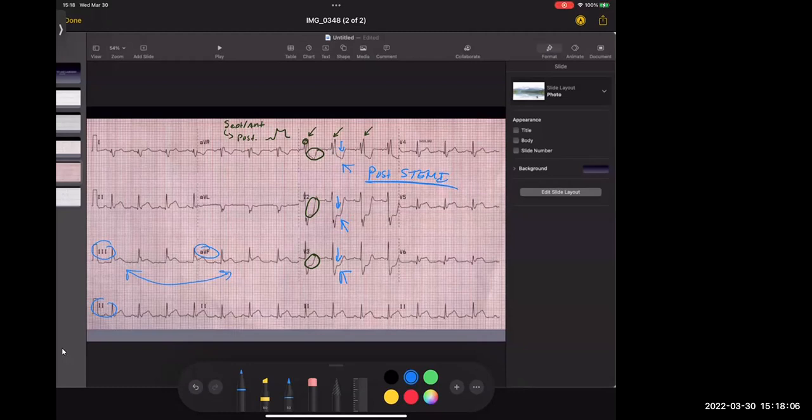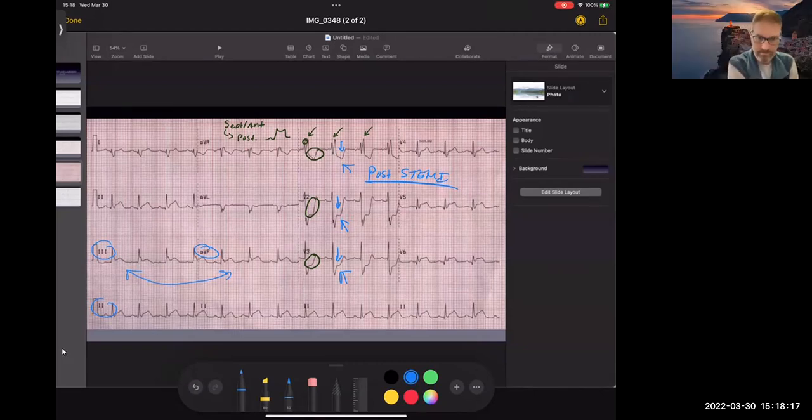Yes. So you said it is a posterior STEMI, but would you call it that without doing the posterior leads? No, you'd still want to do posterior leads. Absolutely. But this is strongly suggestive of posterior STEMI.